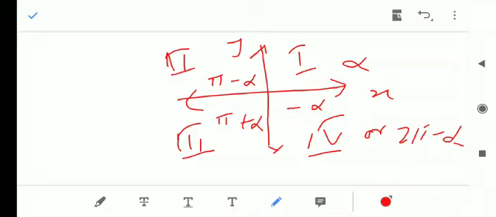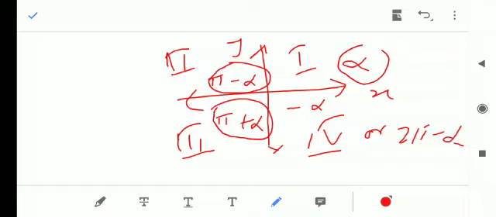Alpha, right? In the second quadrant it is pi minus alpha. In the third quadrant it is pi plus alpha. And in the fourth quadrant it is 2 pi minus alpha or minus alpha, because from the x-axis if we rotate in the clockwise direction, then it will become minus alpha. So alpha, pi minus alpha, pi plus alpha, and minus alpha, or we can say 2 pi minus alpha. These are the angles. And if you can recall the class 11 concept, it is known as the ASTC rule.